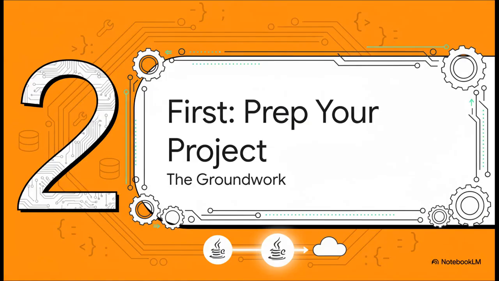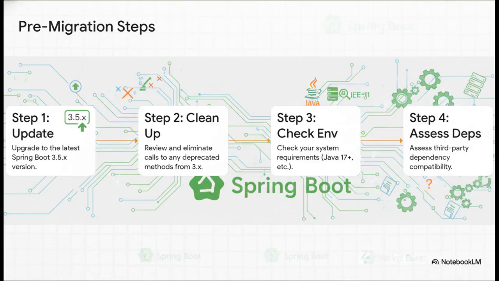Right, before you even think about changing your parent POM to version 4.0, there's some really critical groundwork you've got to do. A smooth migration starts way before you change a single line of your build file. The most important thing here is to start from a clean slate. Seriously, first get your project onto the latest 3.5.x release. That's going to make sure you have the most compatible dependency set right before you make the jump.